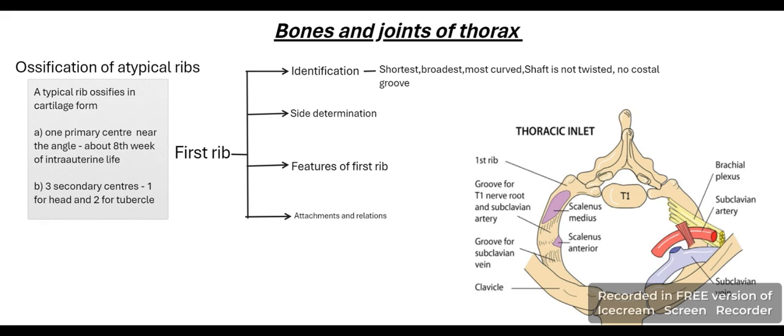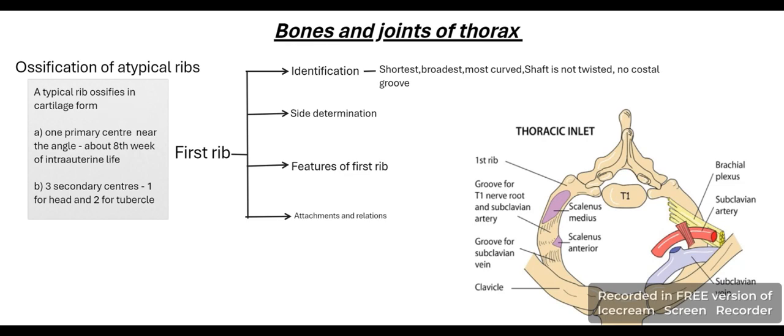So, hello everyone. Today I'm going to start the next part of the bones and joints of the thorax. Previously, I told you about the bones and joints of the thorax of typical ribs. Now, I will tell about the atypical ribs. The atypical ribs are rib number first, second, 10th, 11th, and 12th. First, we will see the ossification of atypical ribs.